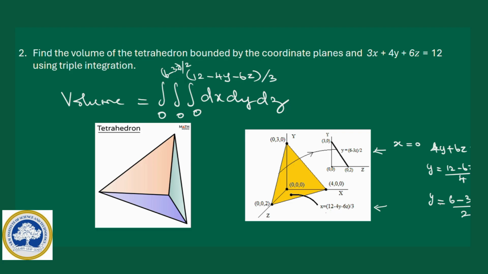And what about the limit for z? Again we have to put x equal to 0, y equal to 0 in the given equation, which gives you 6z equal to 12, that gives you z equal to 2. So we can consider the limit for z as 0 to 2. So this is the way we have to identify the limits for the three variables in case of a tetrahedron. Now as usual, we already know the limits, and we have to do the triple integration.